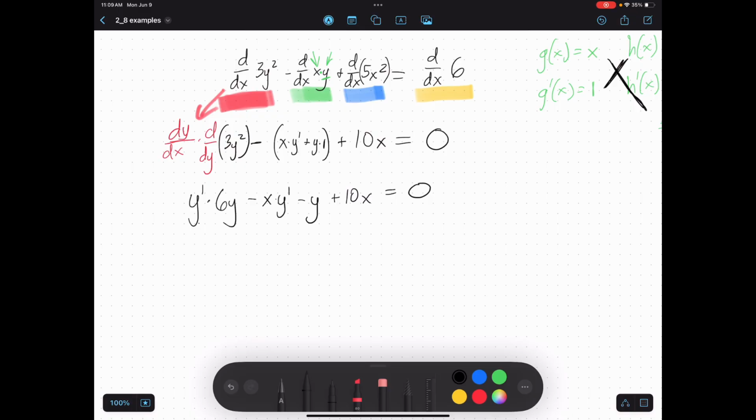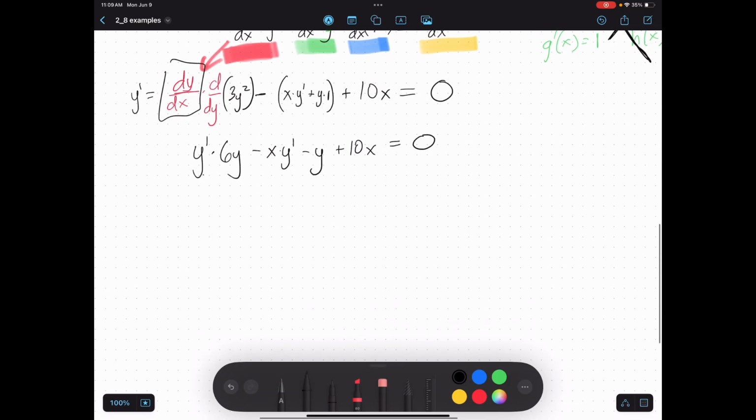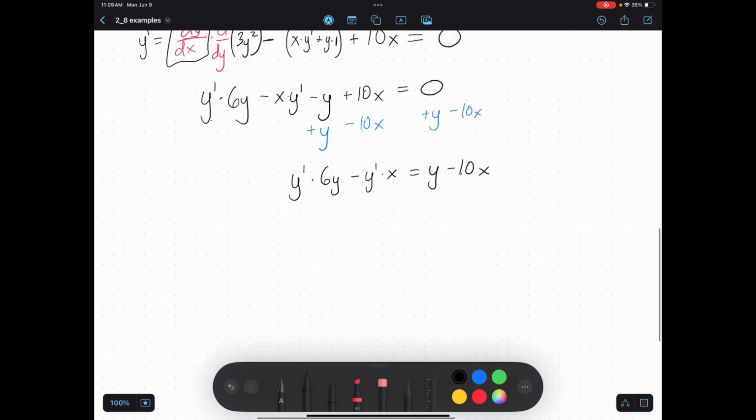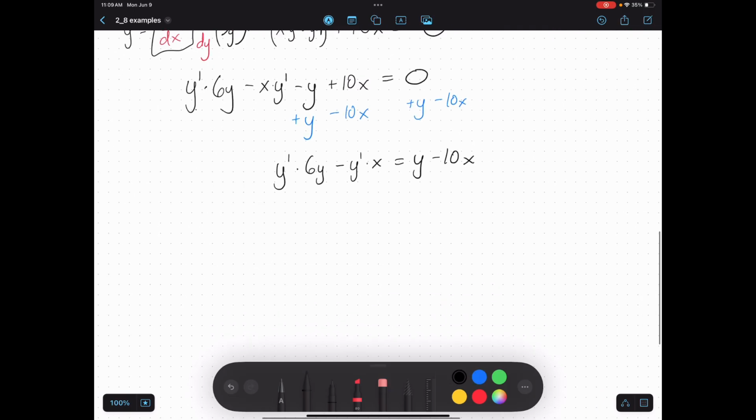At this point, remember, what are we solving for with implicit differentiation? We're solving for dy over dx, or y prime, right? That's what we're solving for. So what I want to do from now is everything that has a y prime, I'm going to keep on one side, and everything that doesn't have a y prime, like this y and this 10x, I'm going to move to the other side. Now that every term on the left side has a y prime in it, I can factor that out, and then I can divide by that extra factor.